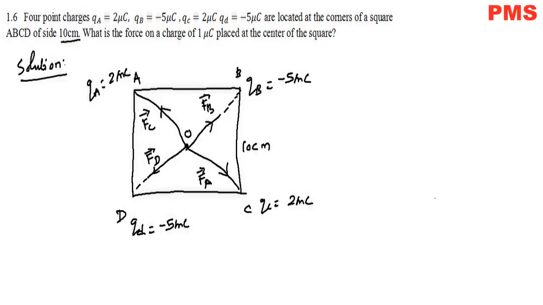Same for B and D. B will give force FB and D will give force FD. The same charges give the same force in opposite directions, so the forces cancel out each other. So the net force on the charge at the center of the square is 0 Newton. In this question, we find the force at the center of the square is 0 Newton.